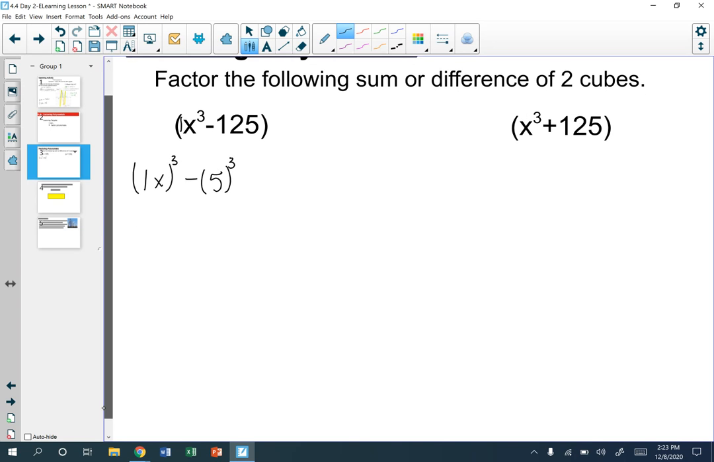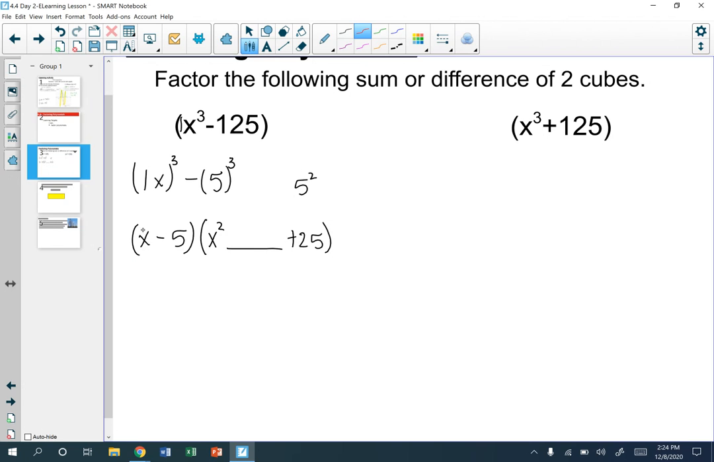Okay, now step 2, we take out one of each. So I'm going to take out, I could write 1x, but I'm just going to write x, same thing. And I'm going to take out a negative 5. And then notice I'm left with an x squared, and I'm left with a 5 squared, which is 25. So I'm just going to write 25. Notice I left a big space there. That's because we have a middle term, but how do we figure that out?